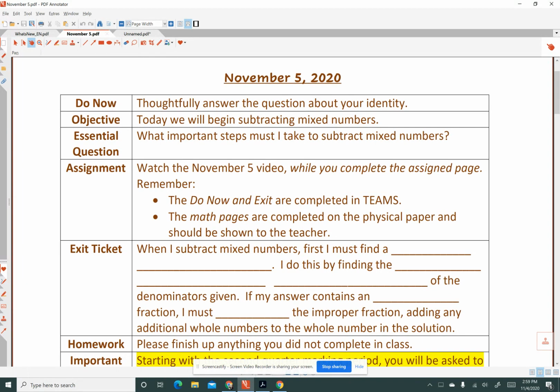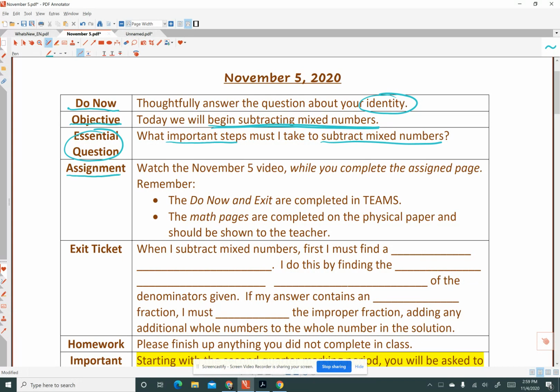And let's get started. First, I want you to thoughtfully answer the question in the Do Now. Today's question is about identity, so please be very thoughtful when you look at that. Our objective today will be to subtract mixed numbers. So subtracting mixed fractions, mixed numbers will be new to us. Our essential question is, what important steps must I take to subtract mixed numbers?